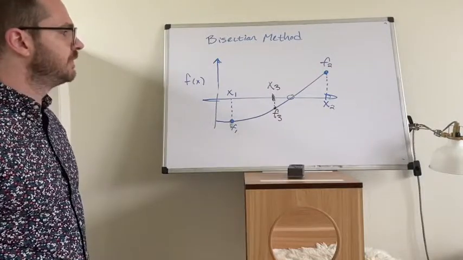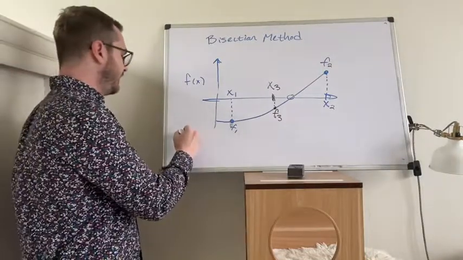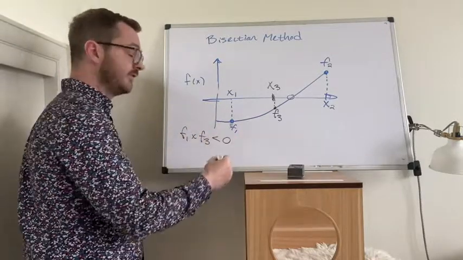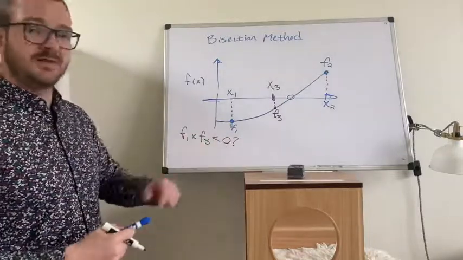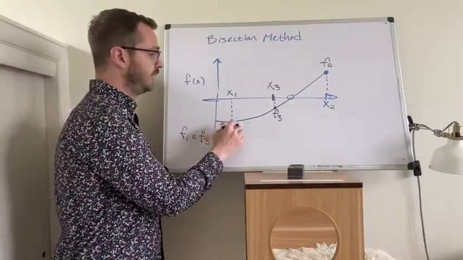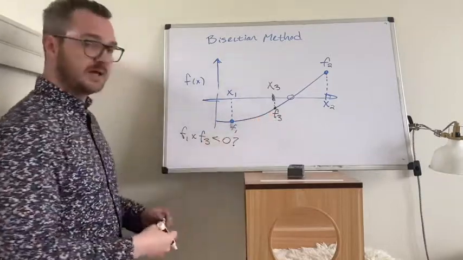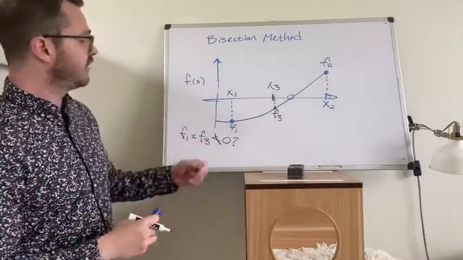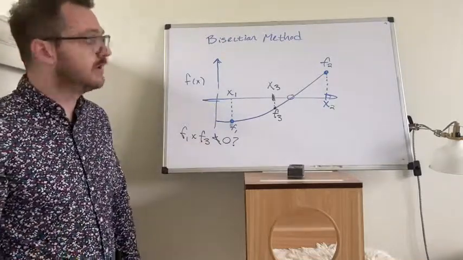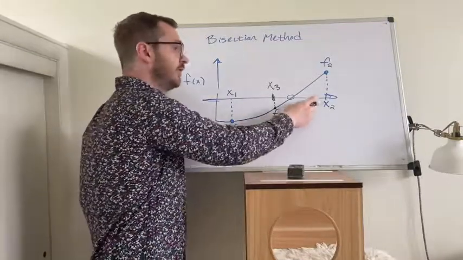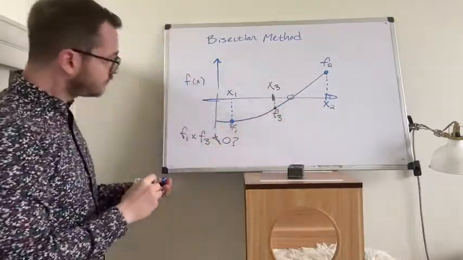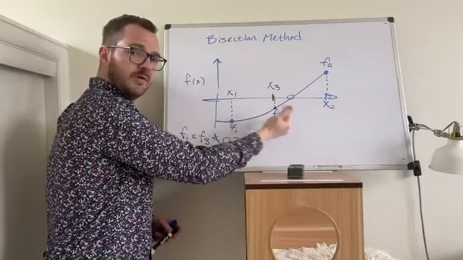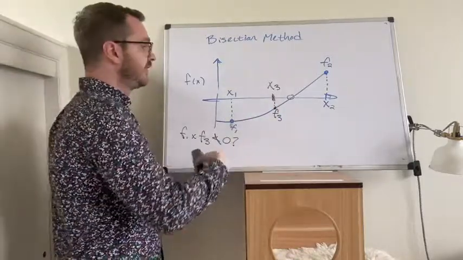What do we do next? Next, we check for a sign change. I say f1 multiplied by f3, and I ask the question, is this less than 0? In this case, f1 is negative and f3 is negative. You multiply them together, you get a positive, so this is not true. What does that tell the computer? It tells the computer the root is not here, the root is over here. So what do we do next? Well, we ignore this part of the interval, and then we redraw the figure.